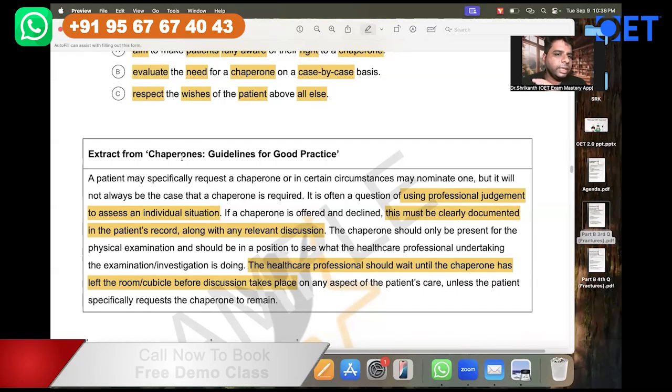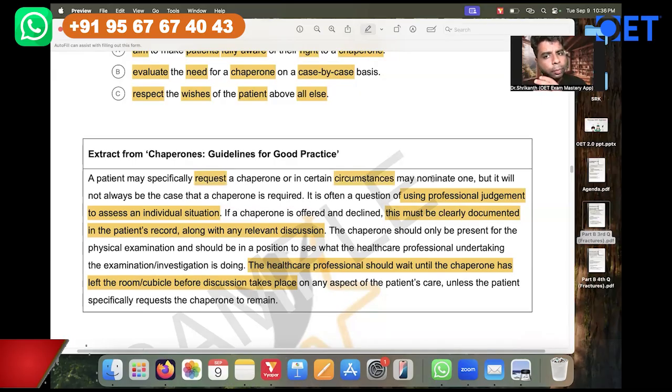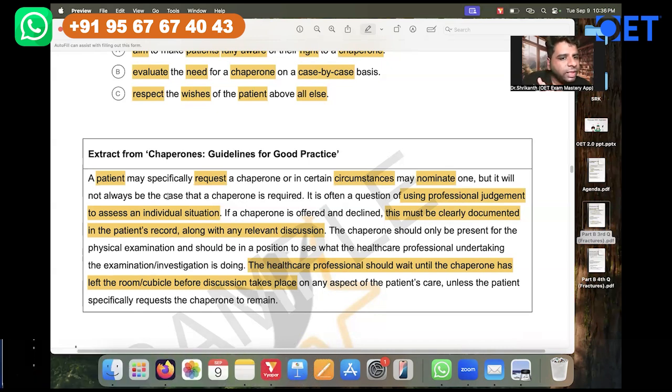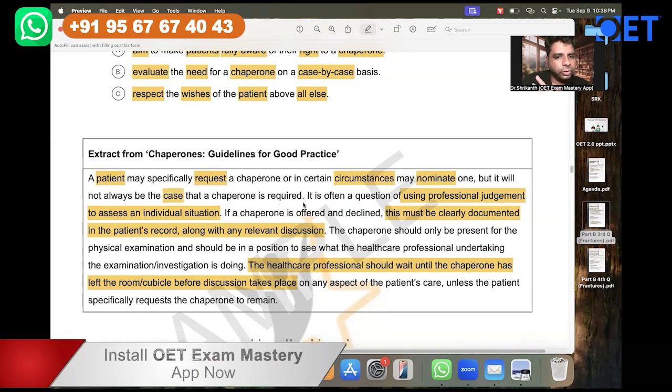So here, the first sentence is telling a patient may specifically request a chaperone. Okay, a patient can request a chaperone. In certain circumstances, they can nominate one. So if a patient is admitted to the hospital, they can say, I need someone to help me. Or they can say, I want this person as my chaperone. They can nominate a person. But it will not always be the case that a chaperone is required. So here they're telling, but it will not always be the case.